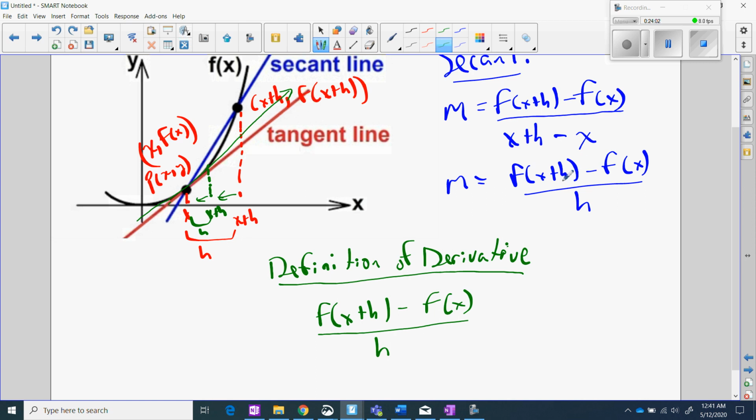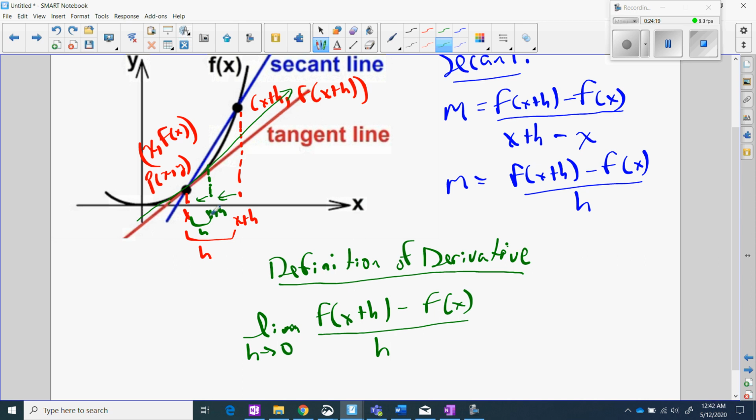That's the formula for the slope of a secant. But a derivative is the slope of a tangent. This little notation in the beginning turns it into a tangent. Find the limit of this function as h approaches 0.